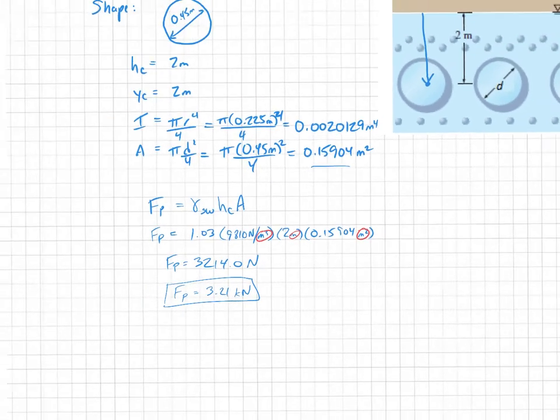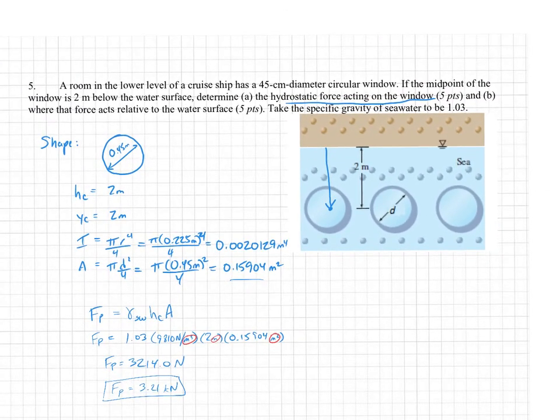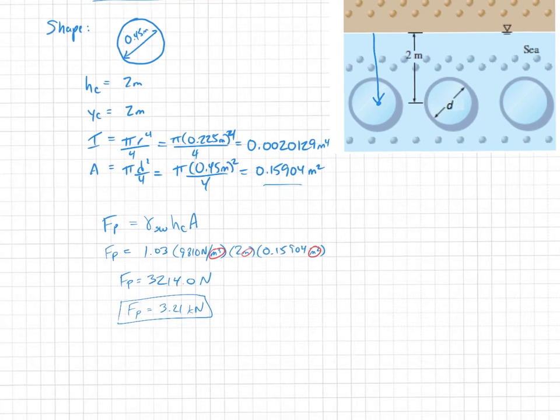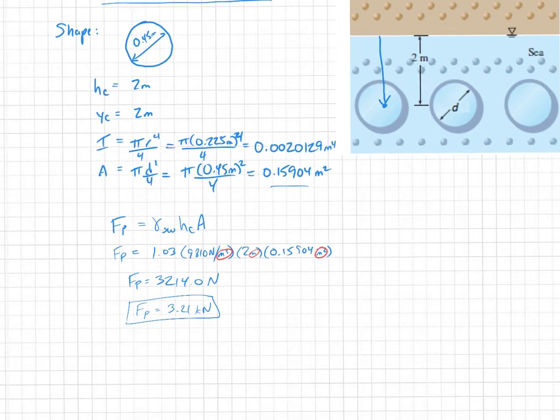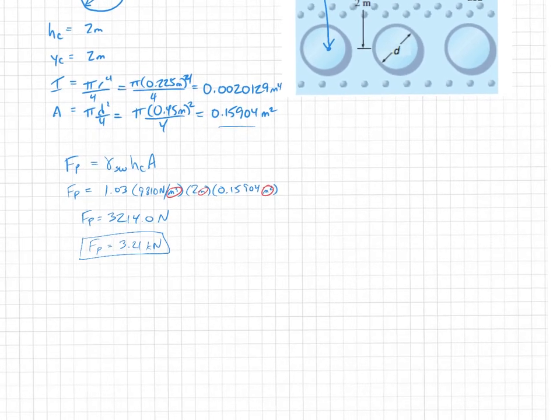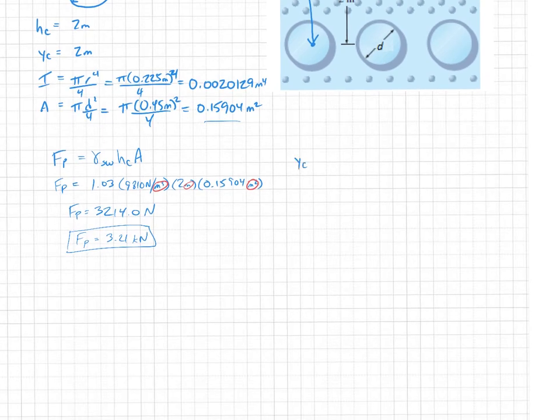So the second question is, where does that force act relative to the water surface? That's the YC. It could be the HC, the HCP, it's the YCP. It could be the HCP if such a thing existed, because in this case they're both vertical. So we're just going to go ahead and solve for the YCP. The YCP equals the YC plus the area moment of inertia divided by the YCA.